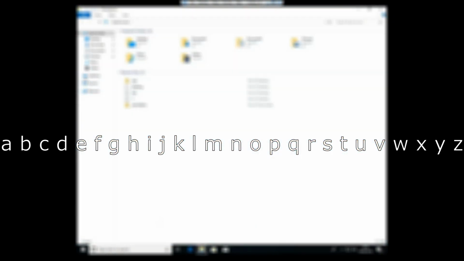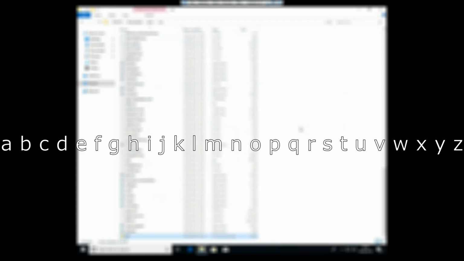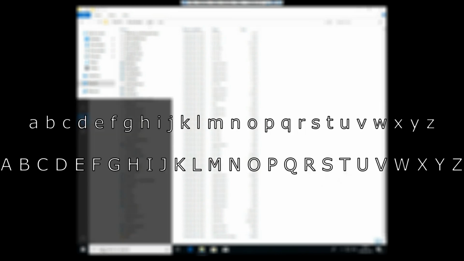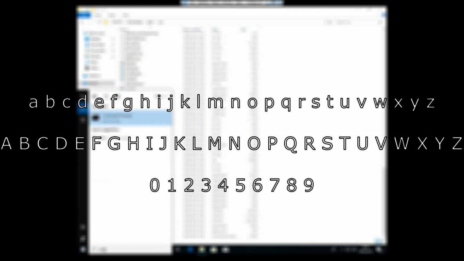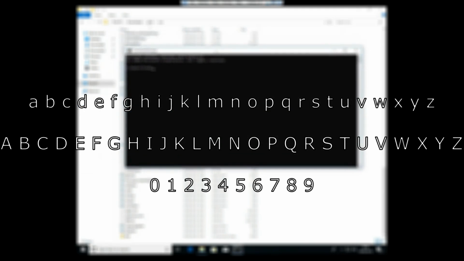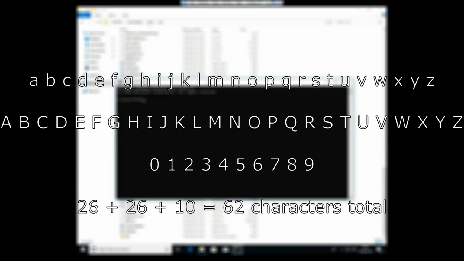Supposing we have 26 letters of the alphabet, all lowercase, but we also have the possibility of having 26 letters of the alphabet in all uppercase. And we're also going to assume we can have numbers as well from 0 to 9. So that's 26 letters of the alphabet times 2, which gives you 52, and we're adding 10 numbers. So that's in total 62 different characters.